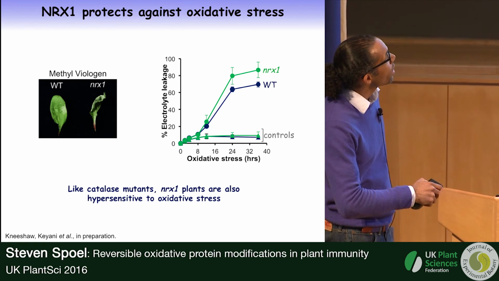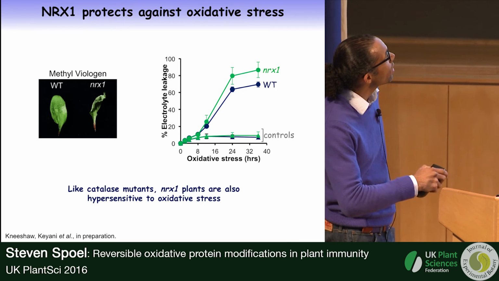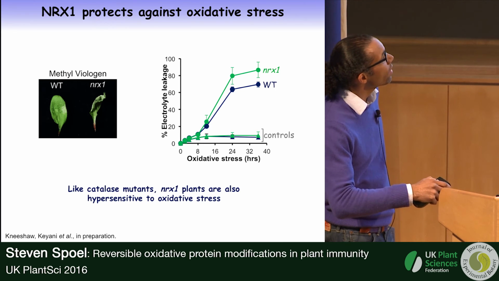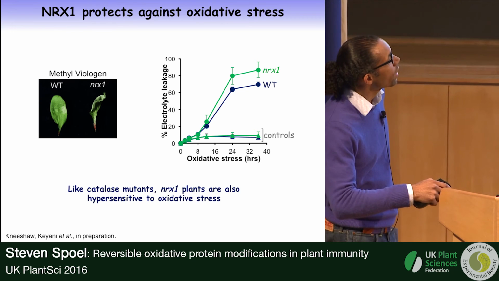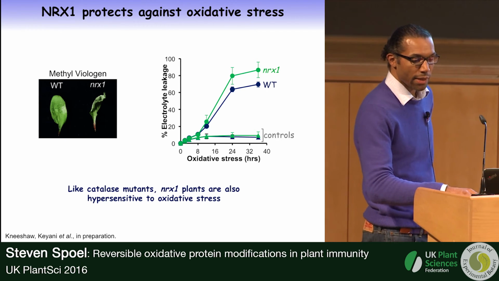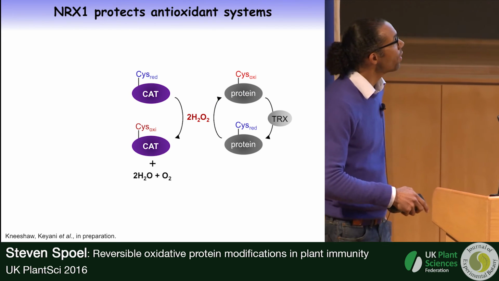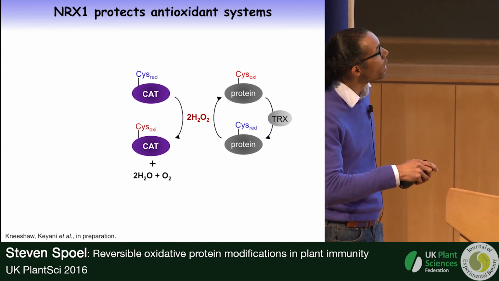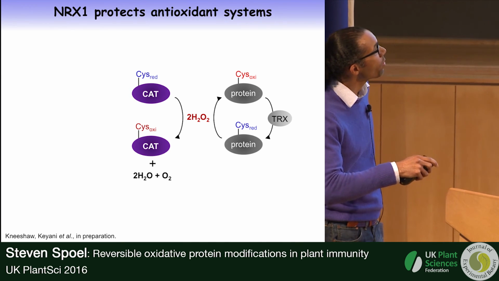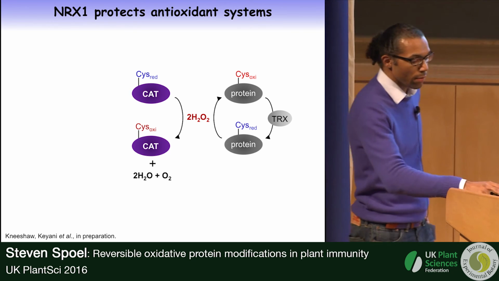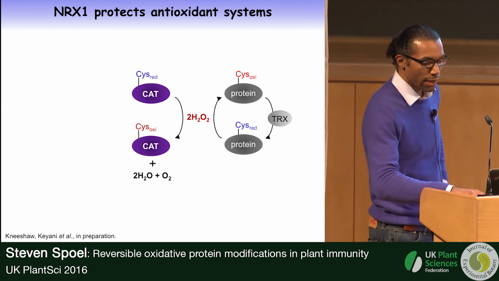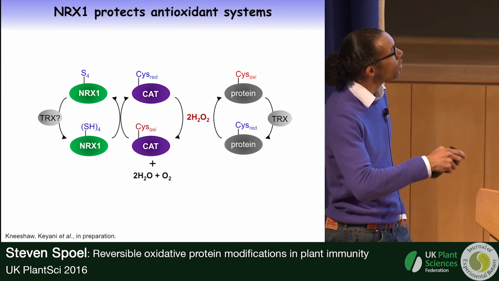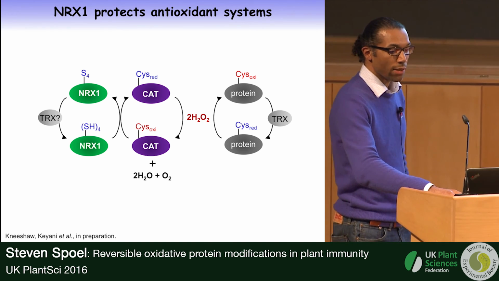Indeed, we see in NRX1 similar phenotypes as catalase itself. It's very sensitive to oxidative stressors, such as methylviologen. You see more cell death occurring in response to oxidative stressors than wild type, and so that looks very much like a catalase mutant phenotype. And so we suggest that the following is going on: hydrogen peroxide is normally detoxified by catalase. In that process, catalase gets oxidized, and nucleoredoxin is necessary to bring catalase back in a reduced state to keep it in an optimally functional state.